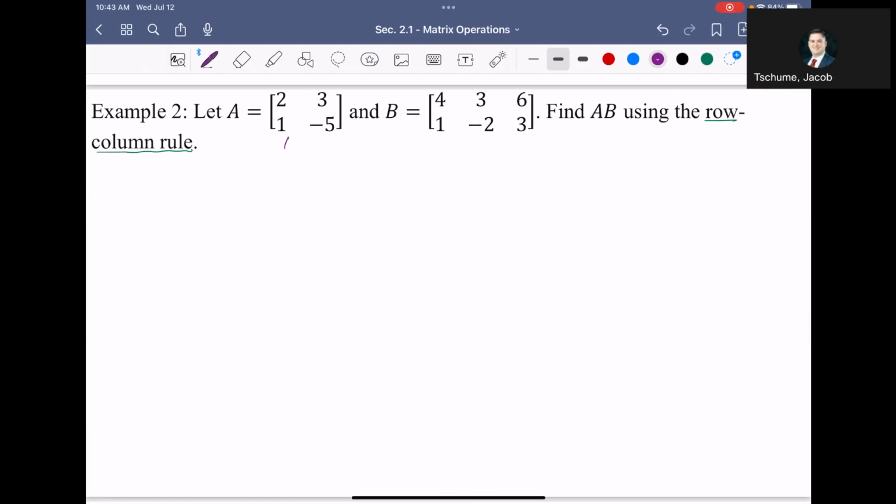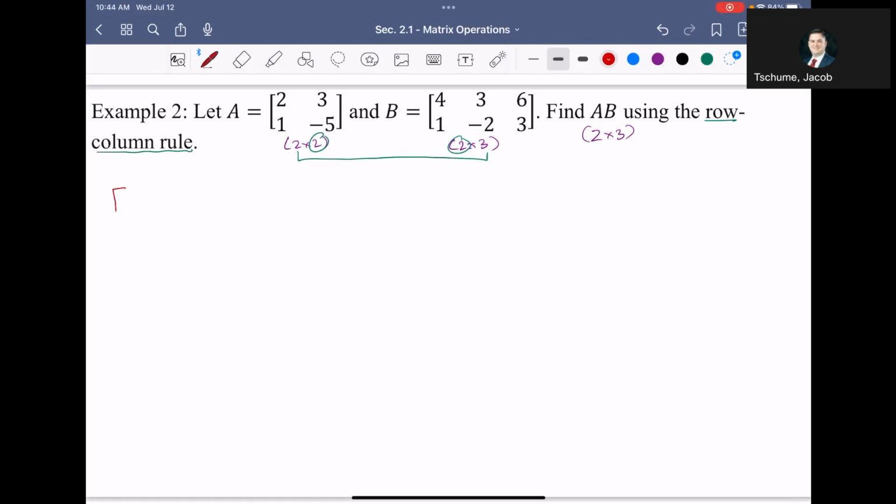Your matrix A is a 2 by 2 matrix, and your matrix B is a 2 by 3 matrix. Since the inner numbers match, the 2 and the 2, you are allowed to multiply these together, and then the outside numbers tell you your final dimension. So you're going to end up with a 2 by 3 matrix, or you should when all is said and done.